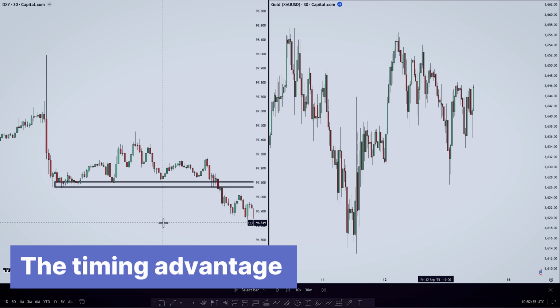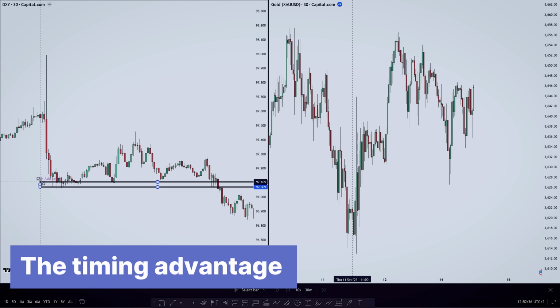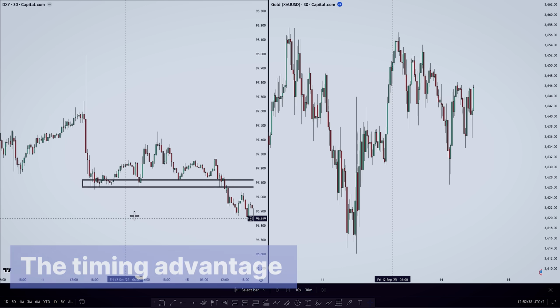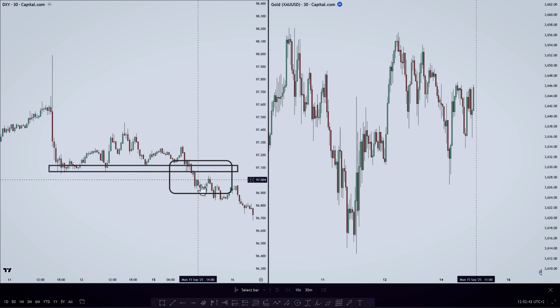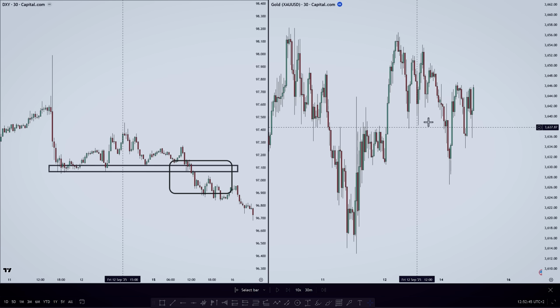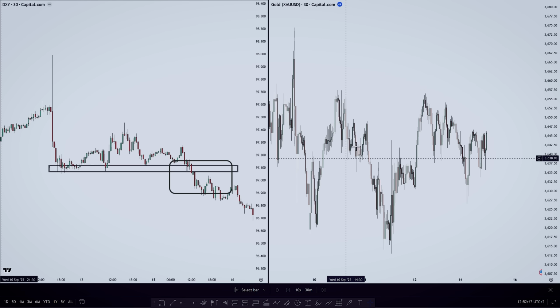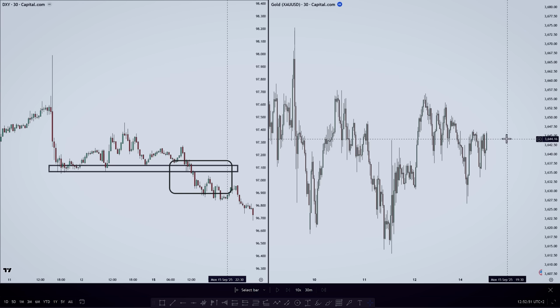Now let me show you the timing advantage. This is the part that changed how I trade. So the dollar breaks this level right here. You see it immediately. Now flip to gold. Look at this. Gold is flat. Hasn't moved an inch.